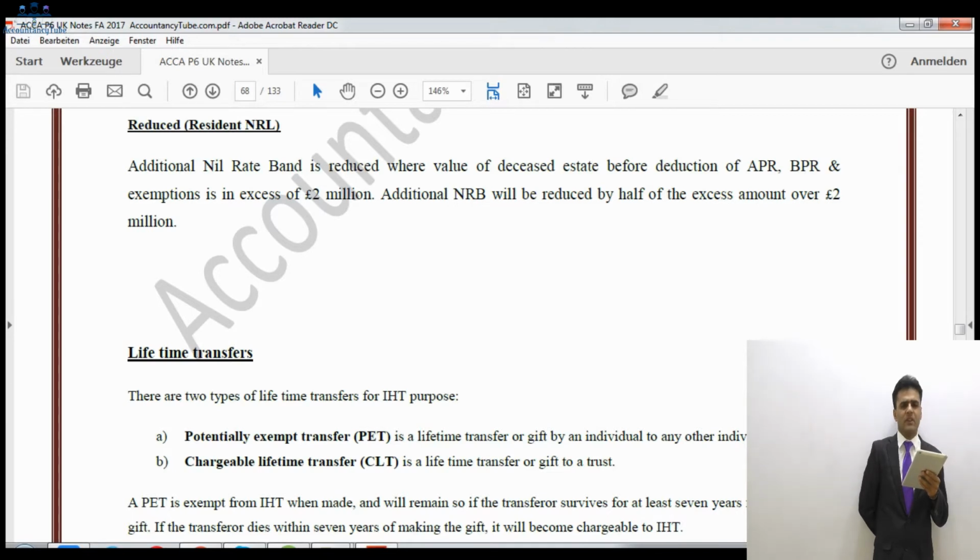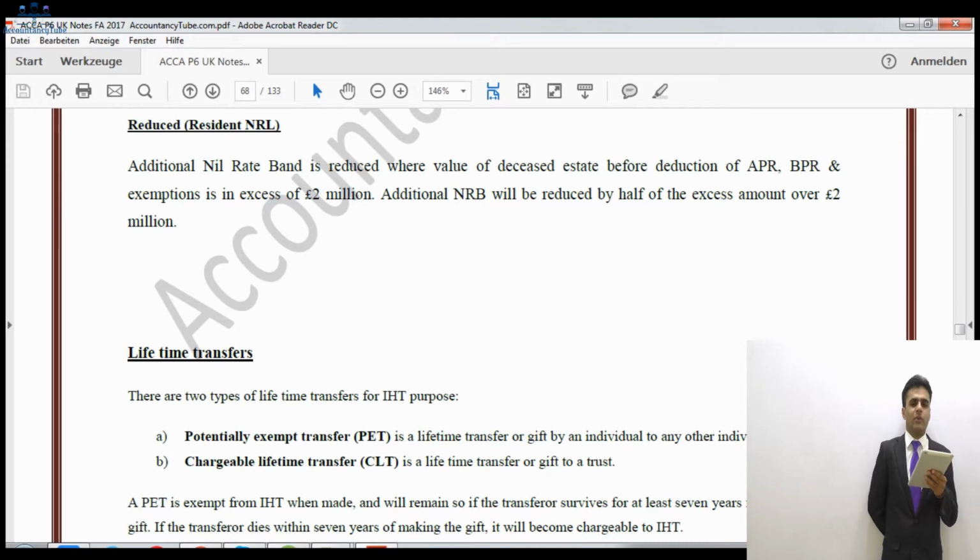and exemptions. What are these APR, BPR? We will see in a couple of minutes' time. APR is agricultural property relief and BPR is business property relief. So we'll see that in detail, so you don't have to worry about that. However, if the estate, before deduction of these reliefs and exemptions, is in excess of £2 million, then the residence nil rate band will be reduced.